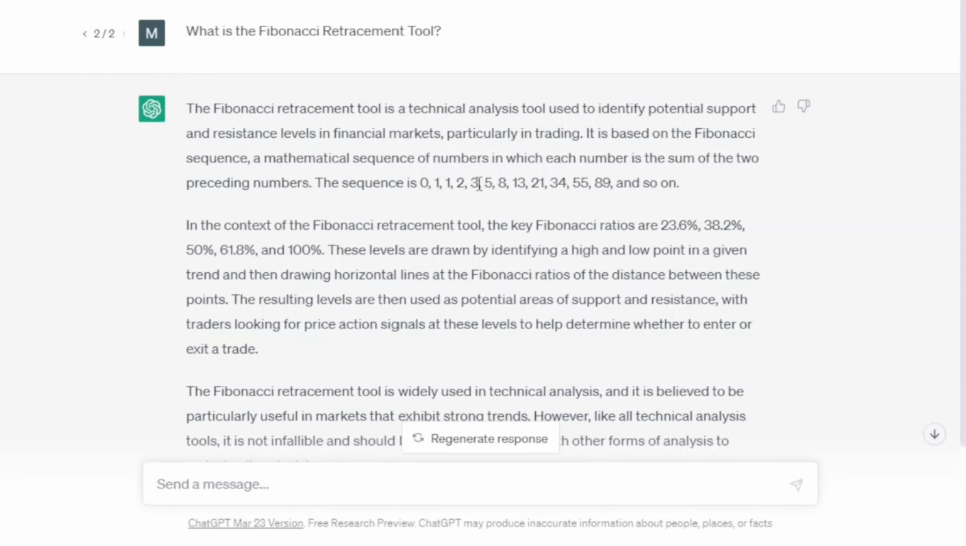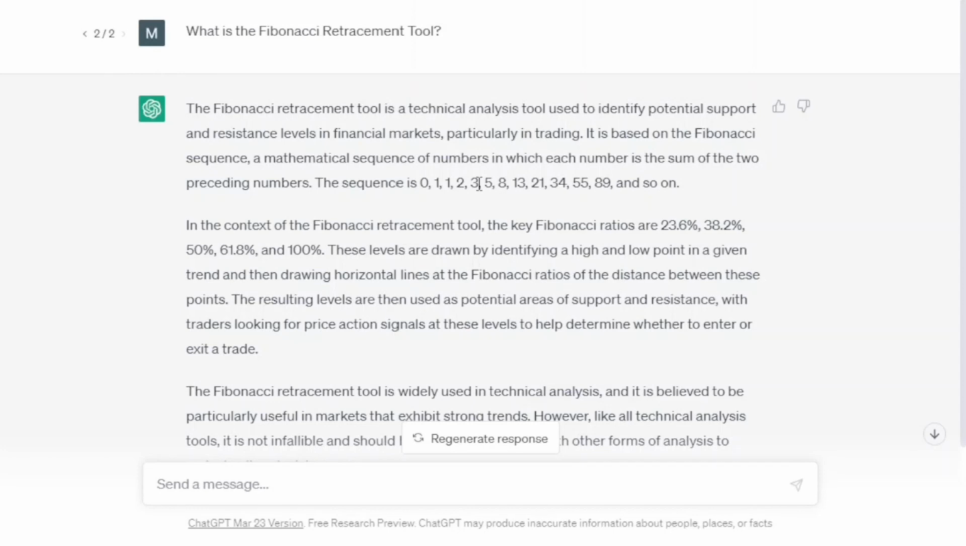Maybe you get it. In the context of the Fibonacci Retracement Tool, the key Fibonacci ratios are 23.6%, 38.2%, 50%, 61.8%, and 100%. There's also another very important level, but we will talk about this one later. And of course the 100%.